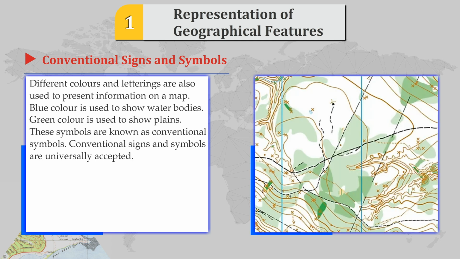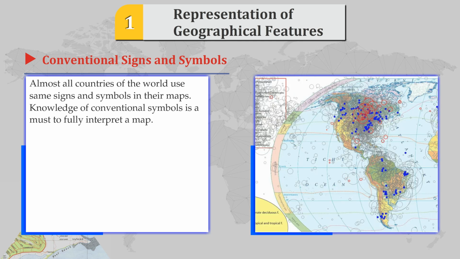Different colors and lettering are also used to present information on a map. Blue color is used to show water bodies. Green color is used to show plains. These symbols are known as conventional symbols. Conventional signs and symbols are universally accepted. Almost all countries of the world use the same signs and symbols in their maps. Knowledge of conventional symbols is a must to fully interpret a map.